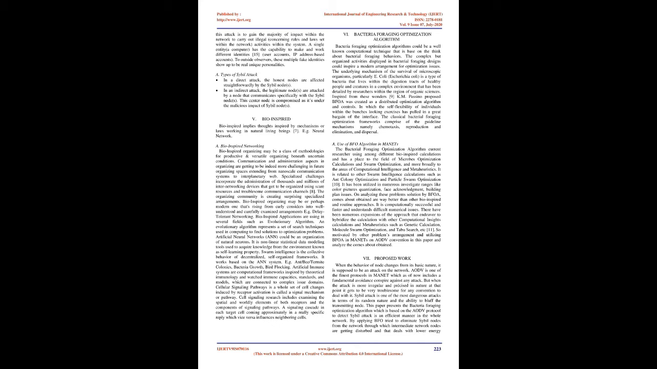A node within the network works different identities effectively at the same time and undermines the authority in reputation frameworks. The main aim of this attack is to gain the majority of influence within the network to carry out illegal activities, concerning rules and laws set within the network. A single entity, a computer, has the capability to make and work different identities 15, user accounts, IP address-based accounts. To outside observers, these multiple fake identities appear to be real unique personalities.